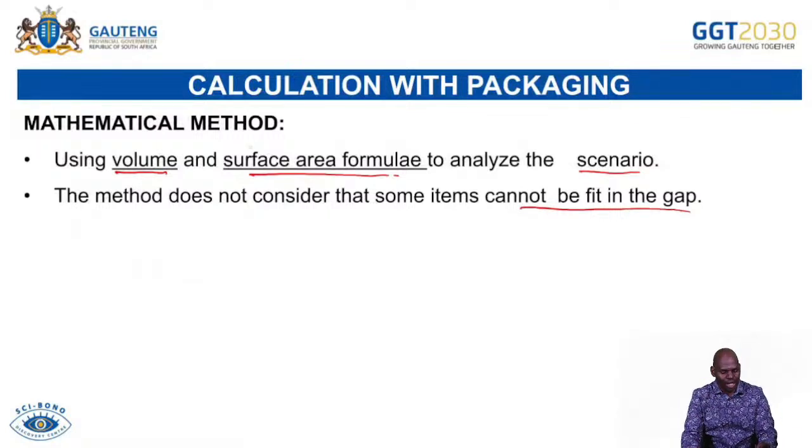So that will be the mathematical method. The mathematical method doesn't consider that, while the practical method actually considers the amount of space that must be left between the tables.